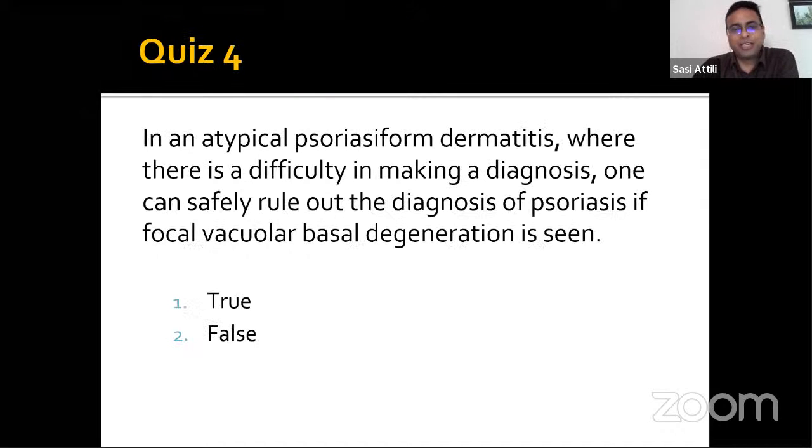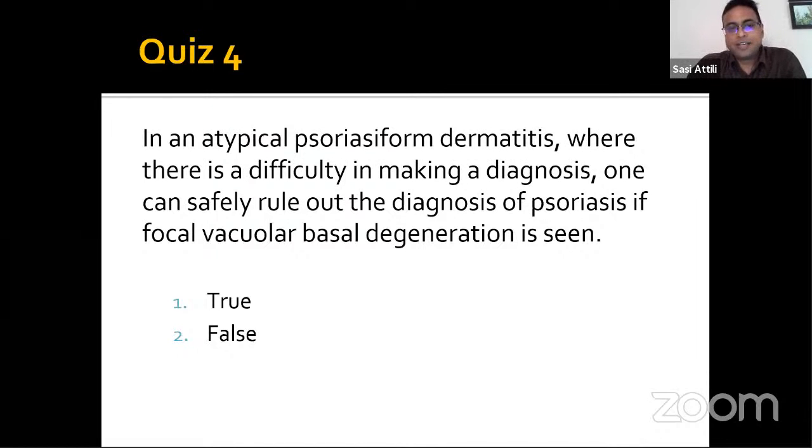Now, before I go into these, there's one more quiz. In an atypical psoriasiform dermatosis or dermatitis, where there is difficulty in making a diagnosis, one can safely rule out the diagnosis of psoriasis if focal vacuolar basal degeneration is seen. Please type T if the statement is true, please type F if the statement is false.